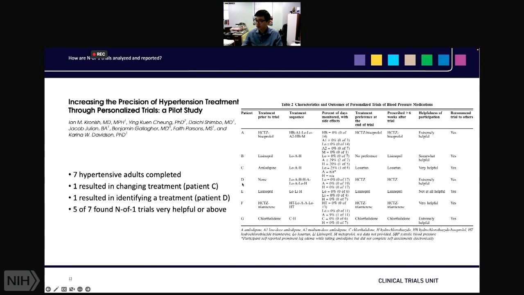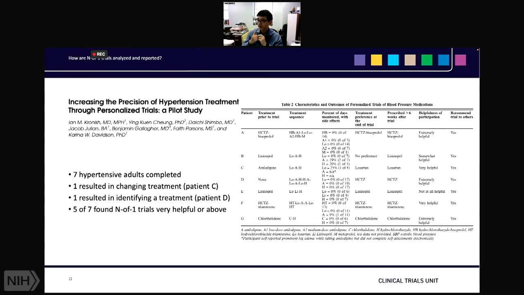So in these 7 individuals, 1 resulted in changing treatments, and 1 resulted in identifying a treatment: patient D did not have any prior medication before the study, but the N-of-1 trial just helped the individual identify a treatment that would go forward. And at the end of the trial, the participants were asked whether they found the trial useful. The results are quite positive.